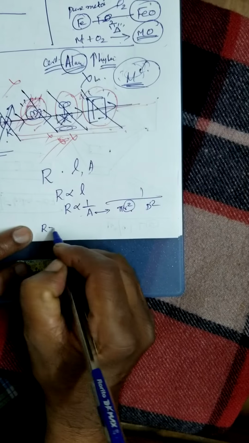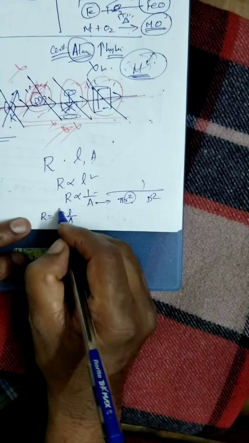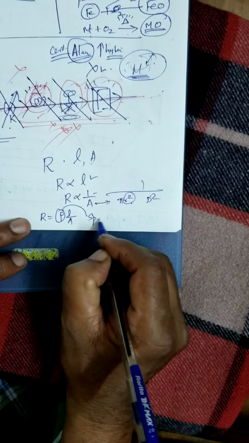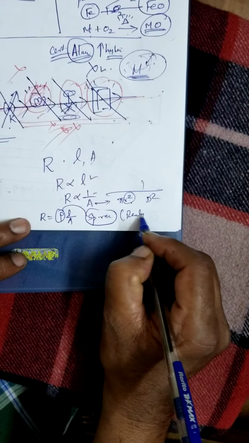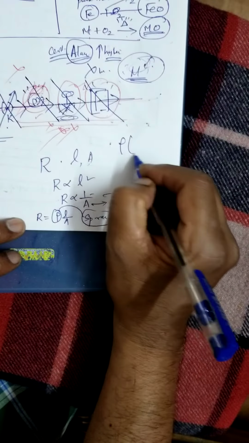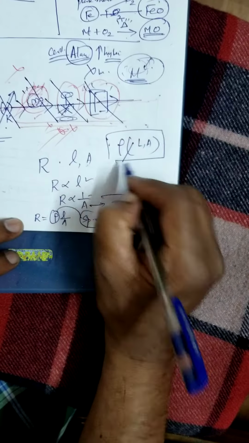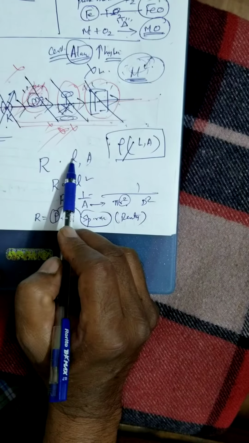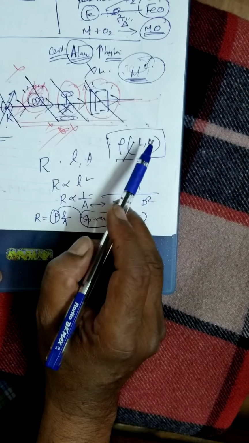And rho L by A combines these two. Rho is called specific resistance, or resistivity. Resistivity does not depend on length or area. Remember, very, very important: resistance depends upon length and area, but resistivity does not depend upon length and area.